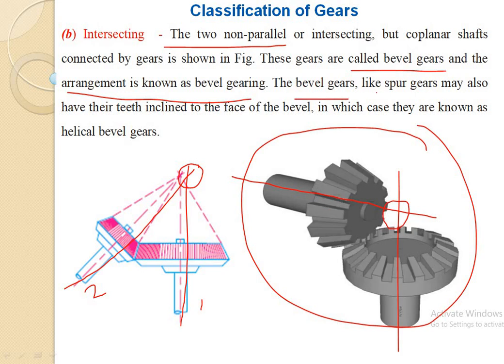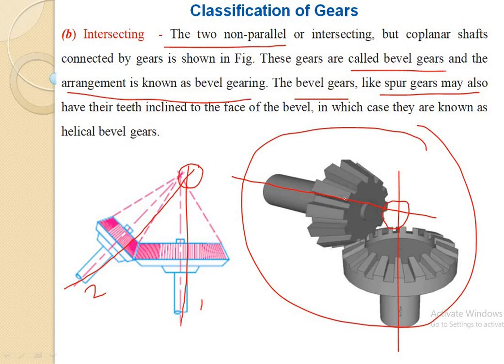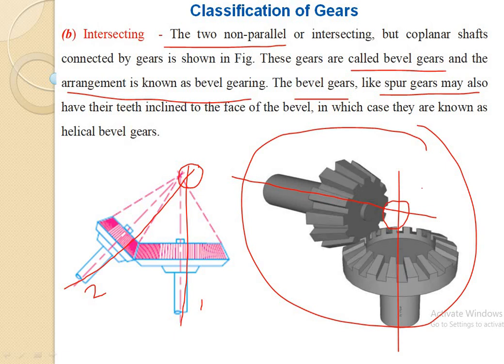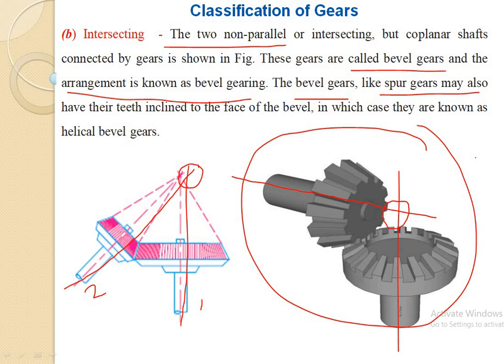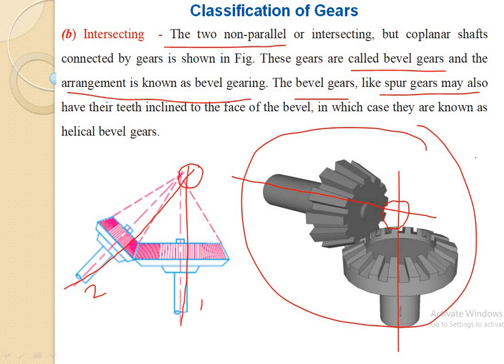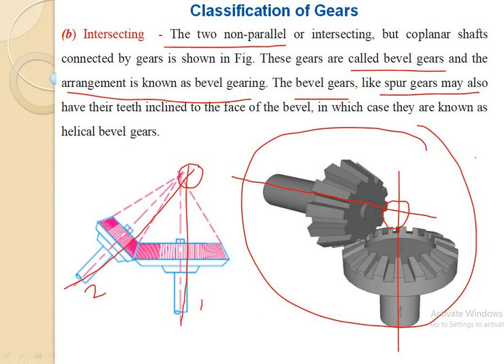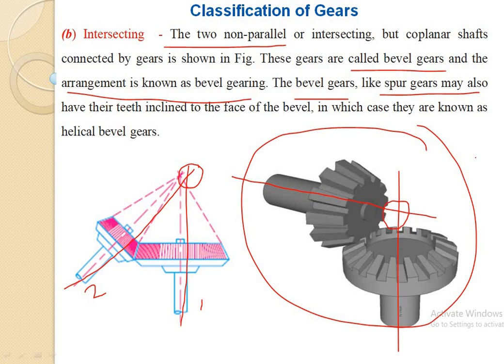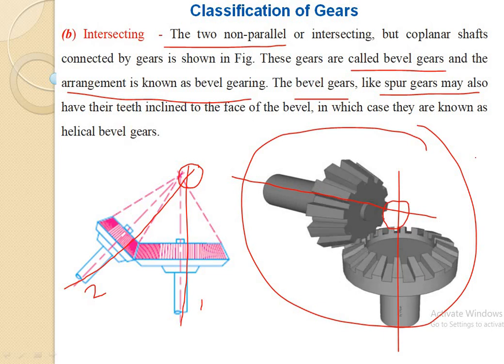The bevel gears, like spur gears, may also have their teeth inclined to the face of the bevel. That is known as the helical bevel gears. These are known as the simple bevel gears, in which the axes of the shafts are non-parallel but intersecting. This is another classification of gears depending upon the position of the axis. First we have seen the position of axis is parallel. Second we are looking at the position of axis is non-parallel but intersecting.